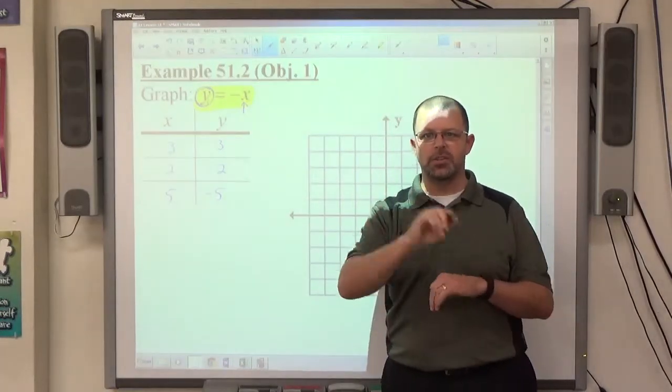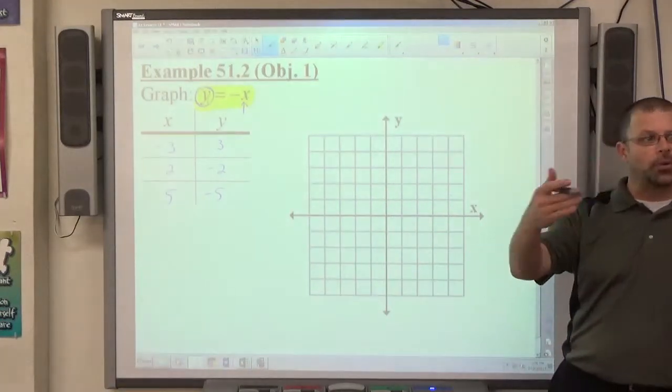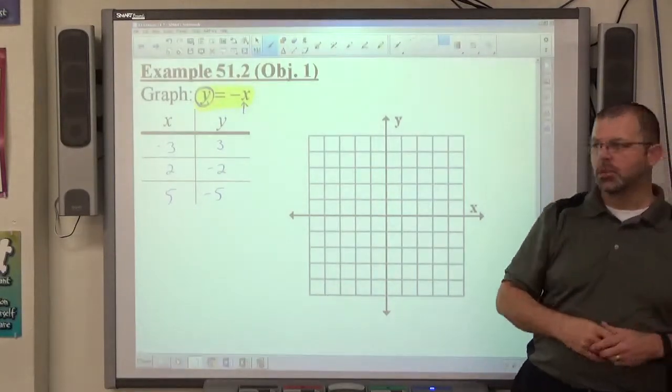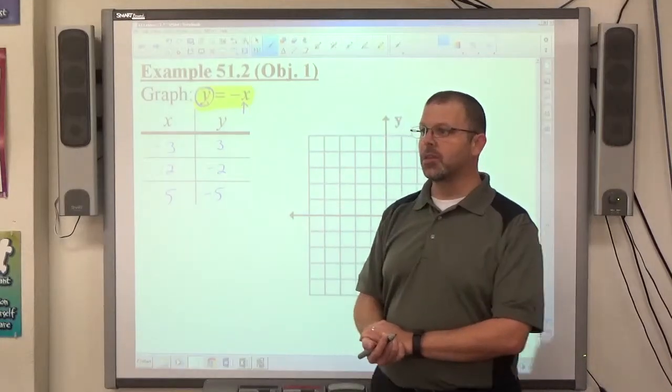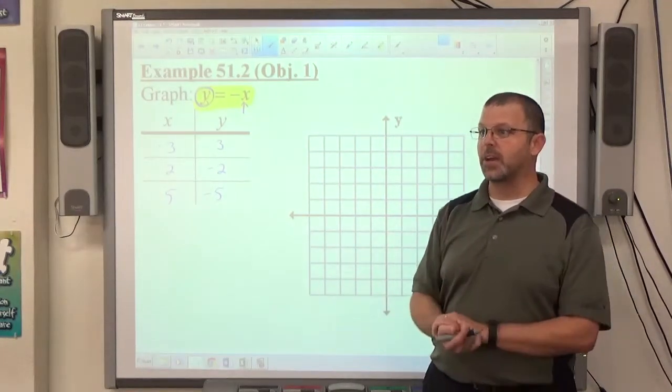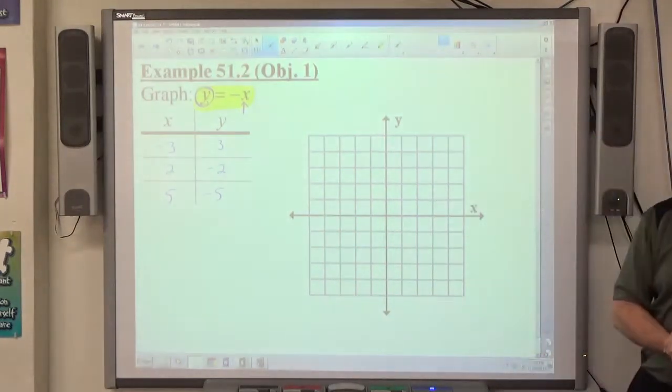Minus x means change the sign of x. Y equals the opposite sign of x. If we were to have 0, would you just say 0? 0 and negative 0 mean the same thing. If you put negative 0, you can. It just means the same thing, though.